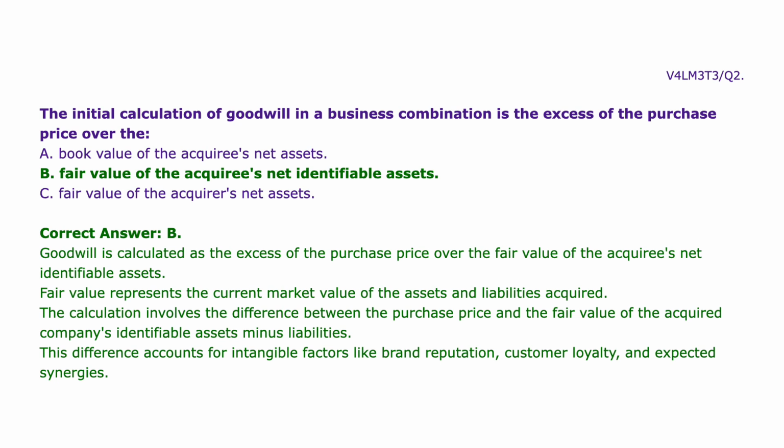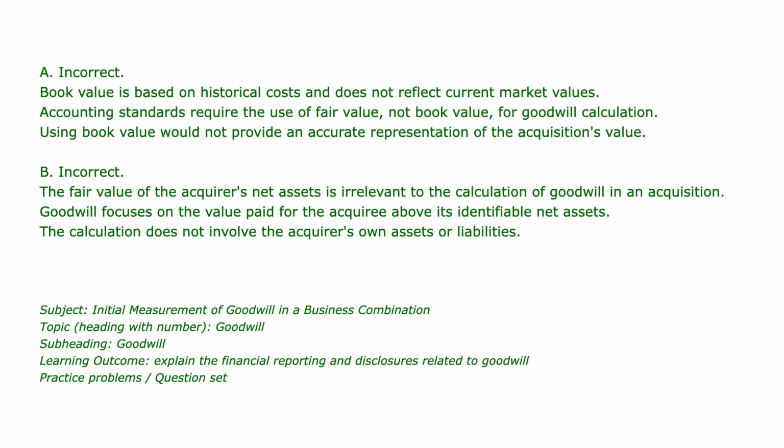Goodwill is calculated as purchase price minus the fair value of the acquiree's net identifiable assets. This captures intangible factors like brand reputation and synergies. A. Book value is wrong because goodwill uses fair value, not historical cost. C. Fair value of acquirer's net assets is irrelevant since goodwill relates only to the acquiree's assets and liabilities.